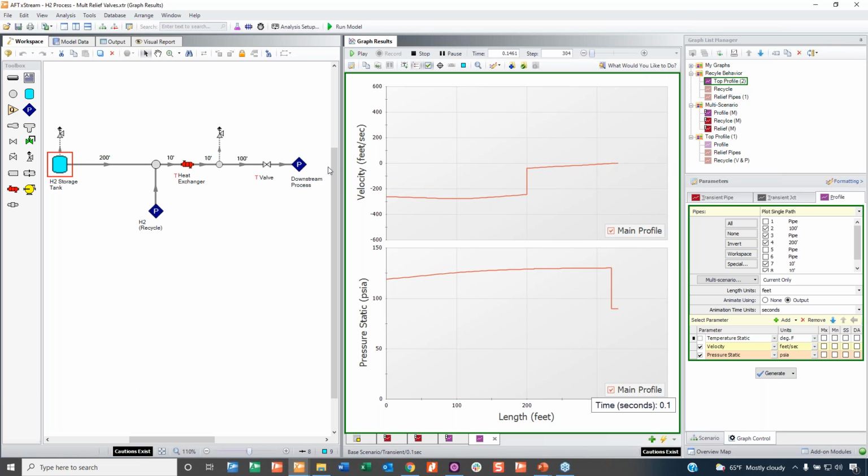What negative means in our software is it's the opposite direction of these arrows. When you draw your model, you think the flow is going to be a certain way. So when it's negative, it's actually going the other way. Everything is going back towards this storage tank, but is anything coming back in this recycle line? Maybe it's shooting back up.